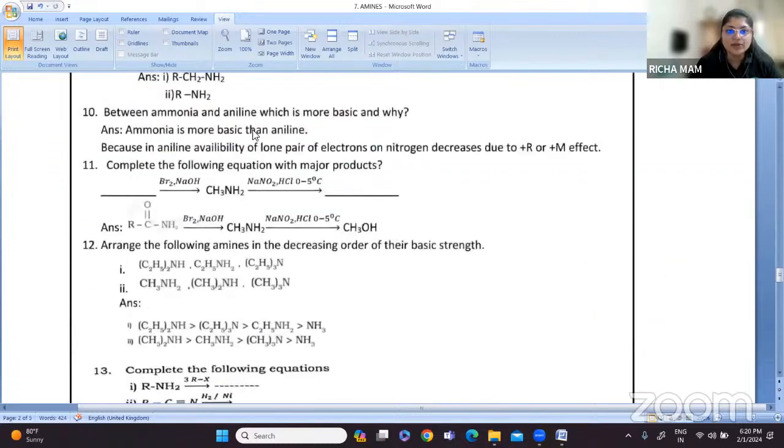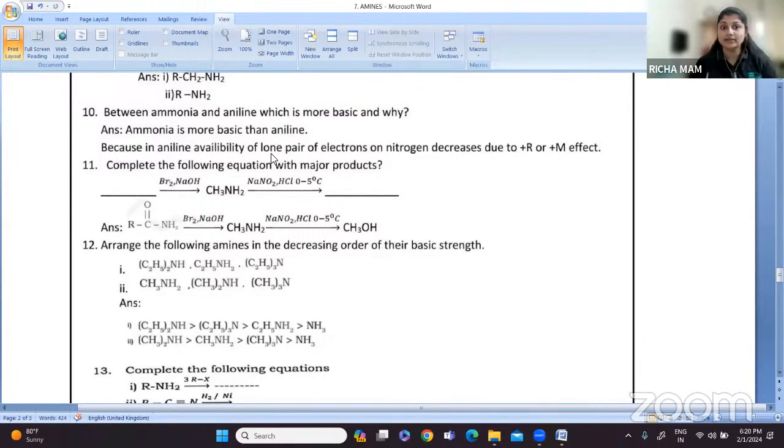Between ammonia and aniline, which is more basic and why? Ammonia is more basic than aniline because in aniline, the availability of the lone pair of electrons on nitrogen decreases due to the +R or +M effect. So when you have ammonia and aniline, ammonia is more basic.